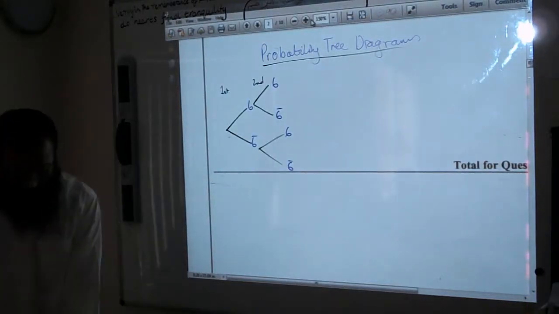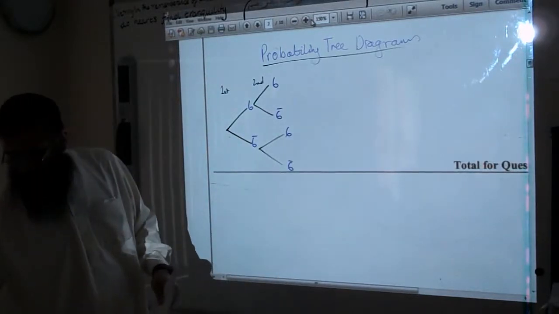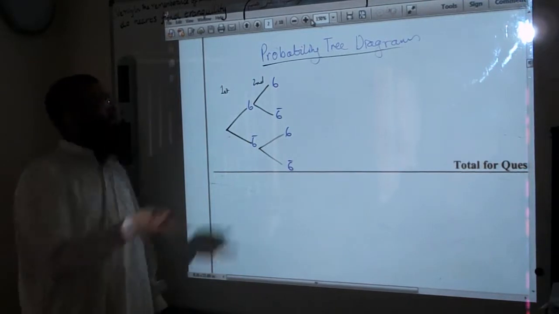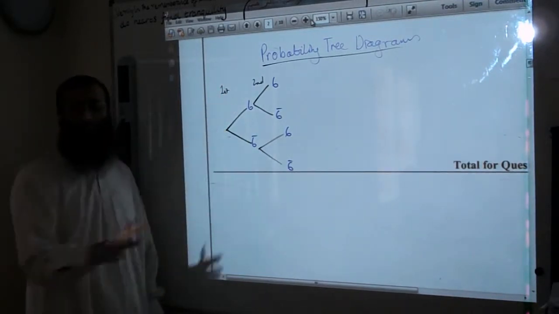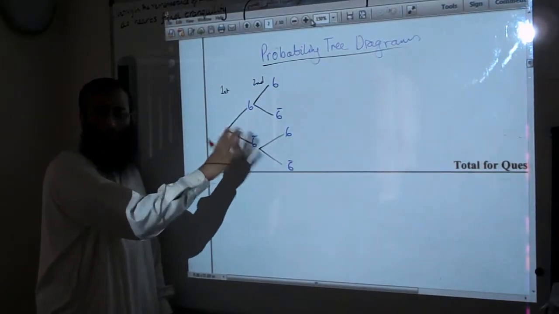Okay, now we need to look at the different events. So when you throw a die, we're looking at what can happen. Can we throw a 6 or not a 6? That's what we're looking at. Obviously you can get a 2, a 3 and a 4. That's all including that part there, which is not a 6.